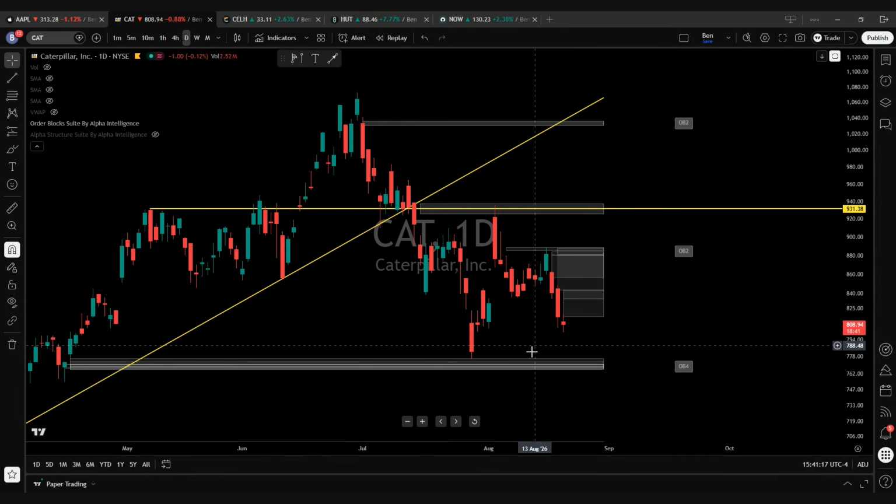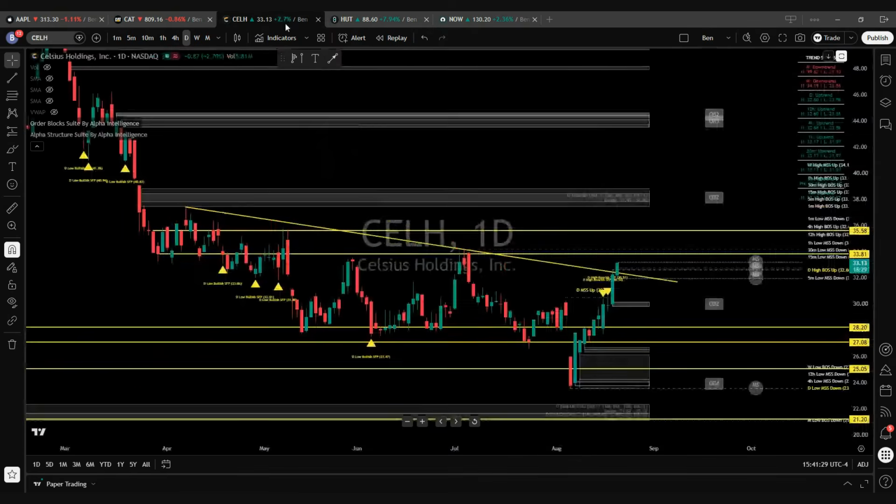So that's the way I would look to play CAT. On the way up, if we did start accumulating price action above this area, I know I have this resistance back at $931.38. Here is Celsius. Somebody asked about Celsius, and this is amazing.